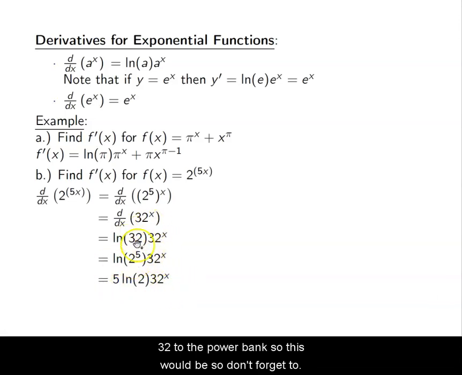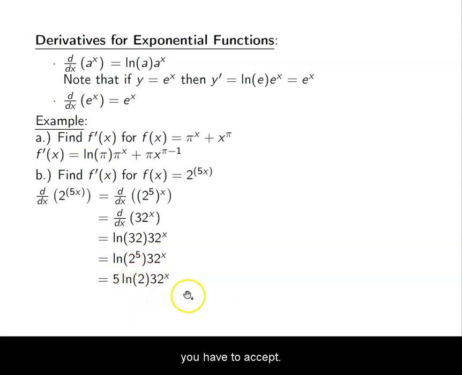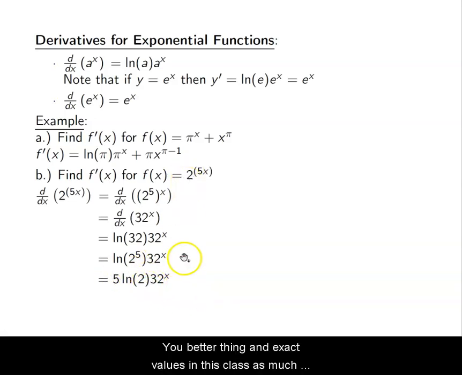So don't forget to simplify things all the way. Do not give me a decimal form for your answer for natural log of 2. A decimal form is an approximation. We want to use exact values. So if you give me a decimal form here, that's not exactly natural log of 2. That'll be some approximation of natural log of 2. So why use an approximation if you have the exact value, right? So keep everything in exact values in this class as much as possible unless stated otherwise.